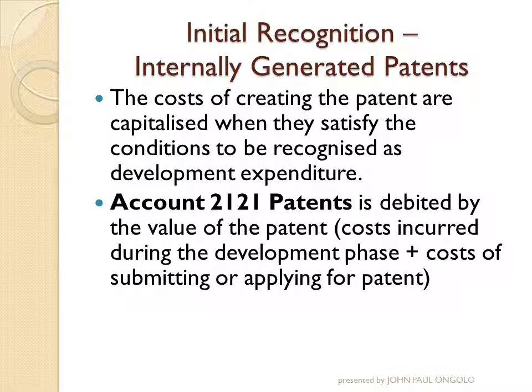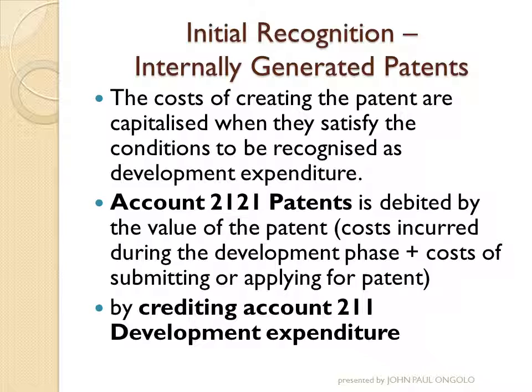And by so doing, we will debit account 2121 patents by the value of the patent, which means all costs incurred in the development phase plus costs incurred to submit or apply for the patent. And then we will credit account 211 development expenditure. So the double entry to recognize internally generated patents is for us to debit account 2121 patents and credit account 211 development expenditure. In other words, the expenses are removed from the development expenditure account and transferred to the patents account.